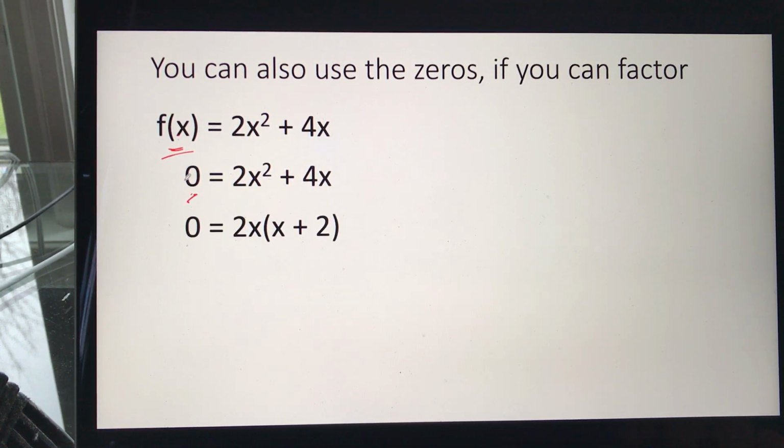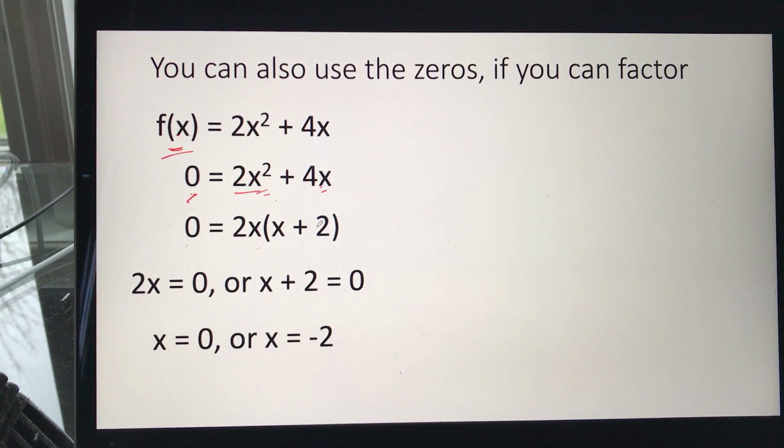Then a common factor, a 2x. So this 2x is common in both of them, so it sits out front. That leaves me with x plus 2. And then I can solve both of these for x. I know if this times this is equal to 0, then 2x has to be 0, or x plus 2 has to be equal to 0.